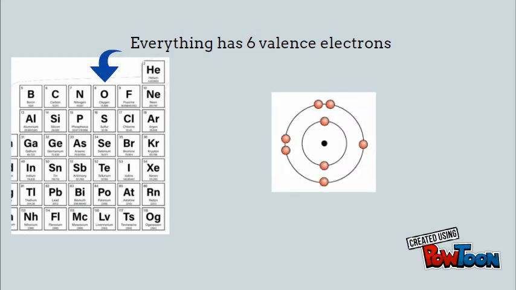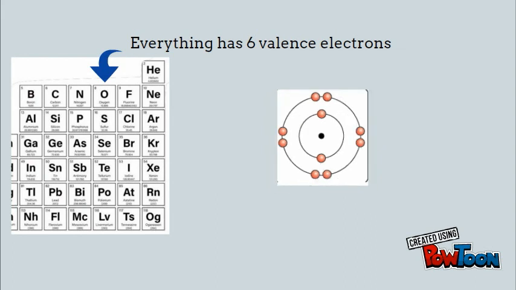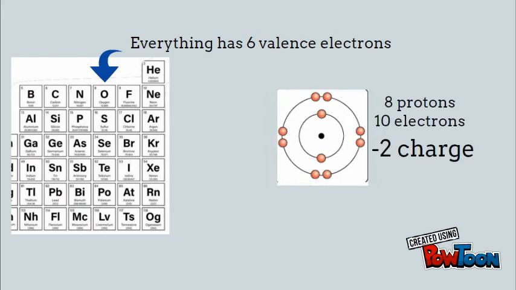If we go to the other side of the periodic table and look at the group with oxygen, everything has 6 valence electrons, and it's going to be easier to take on 2 than it is to get rid of 6. So it's going to have 2 more electrons, and it's going to have an overall negative 2 charge.